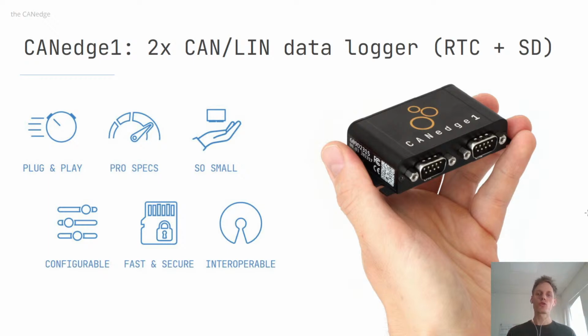If we look at the CANedge 1 at the very core of it, this is a device that is designed to be highly plug and play. You can connect it to your CAN bus and it will immediately start recording any CAN bus data that is there by detecting the bit rate and recording that data to the SD card. Then you can disconnect it, take out the data and start analyzing.